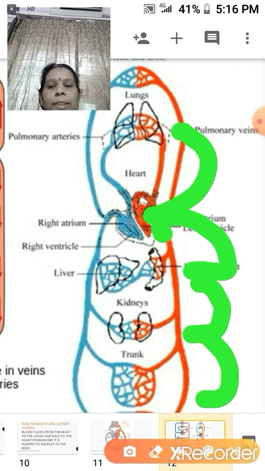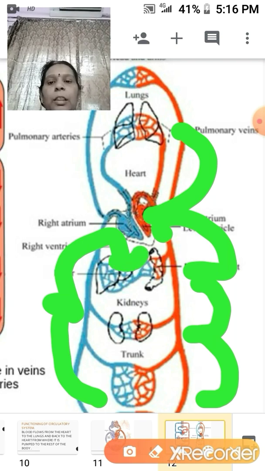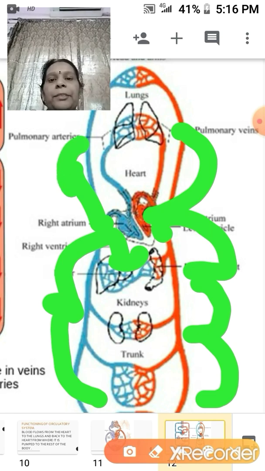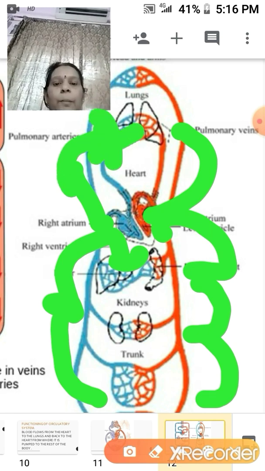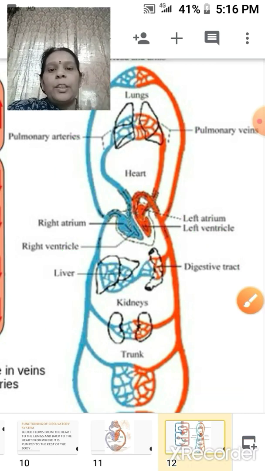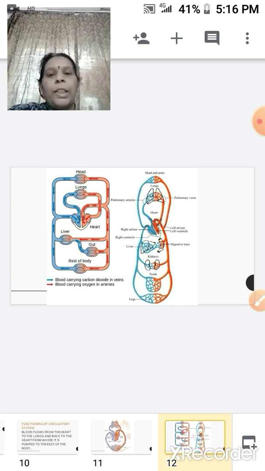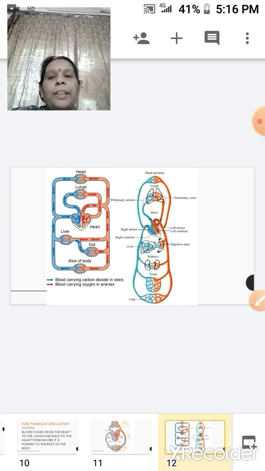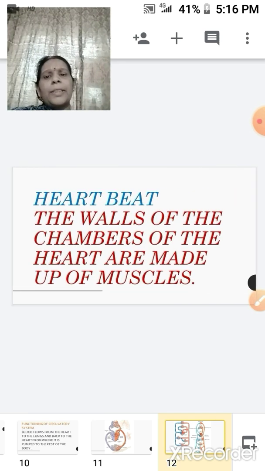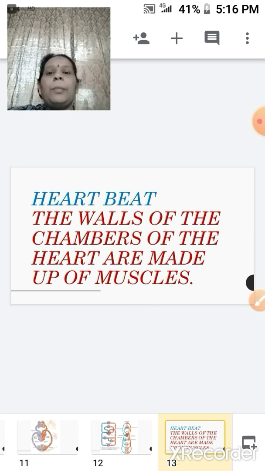And then from the cells, the deoxygenated blood is carried to the right atrium, then to the right ventricle, and then through the pulmonary artery it is brought back to the lungs. So this is how the transport of oxygenated and deoxygenated blood takes place to each and every part of the body. In the same way, it is carried to the brain, to the head region also. So this is how the arteries and the veins help in the transportation of the blood.